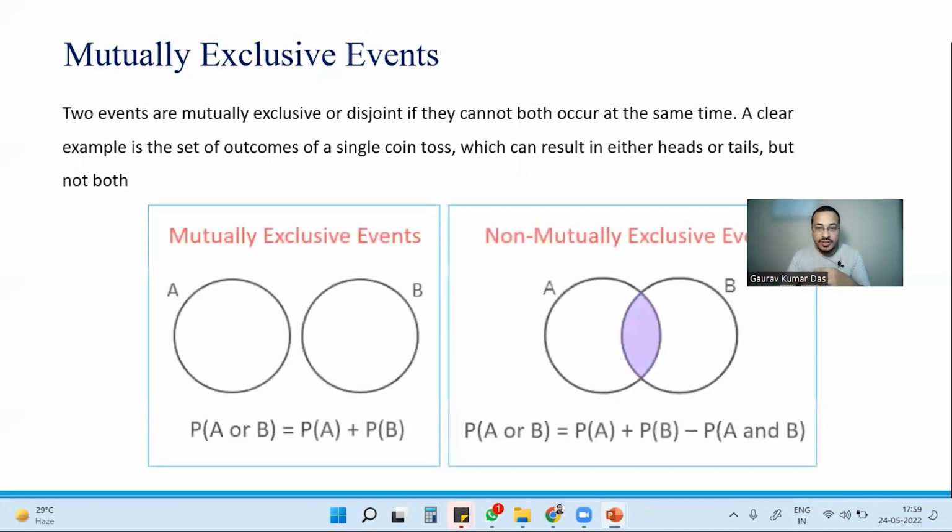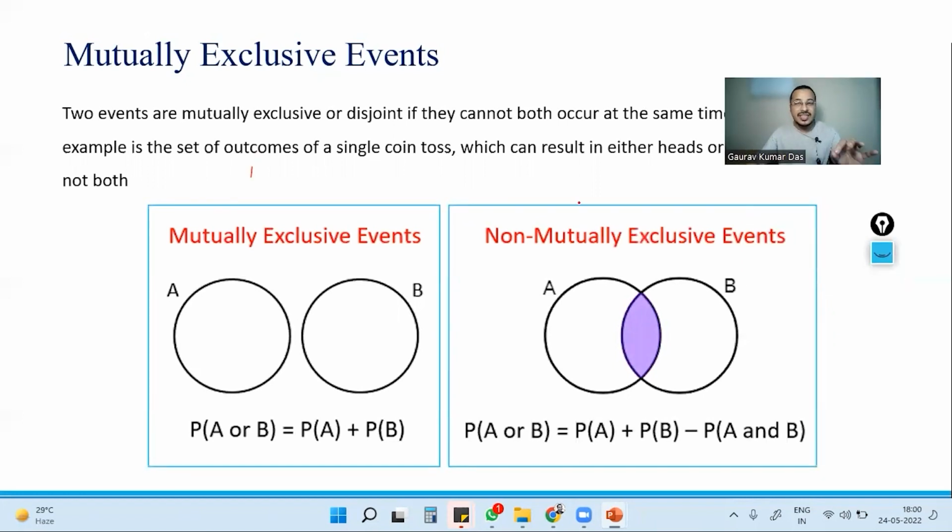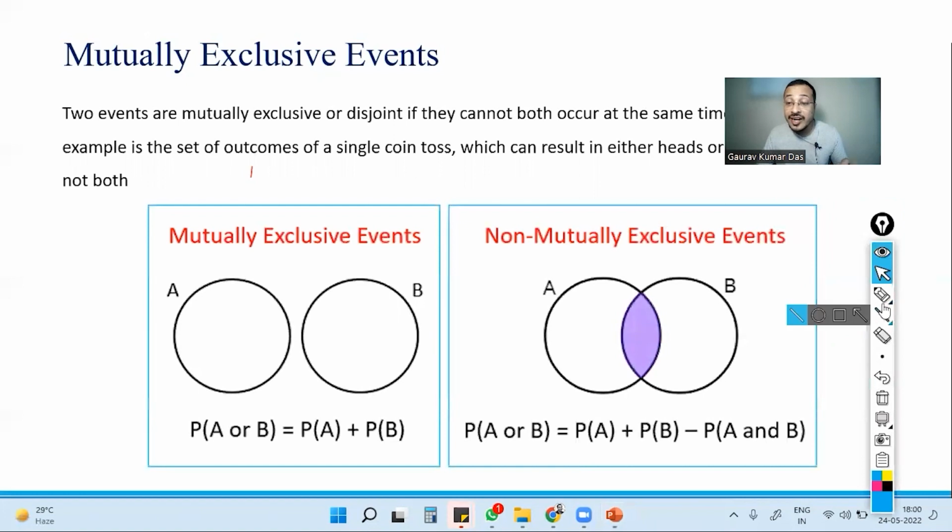Right. So if we think about mutually exclusive events, suppose I have two sets of events, say A and B. This can be easily explained with the help of a Venn diagram. Venn diagrams are something which we had covered probably in class 9 and 10.